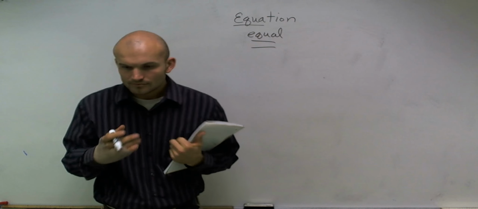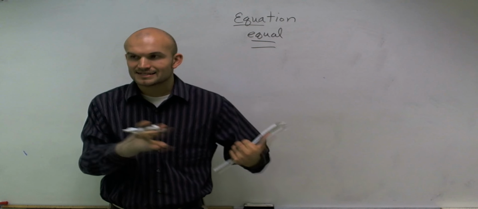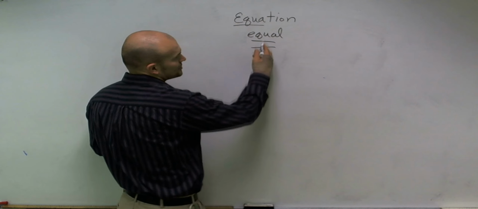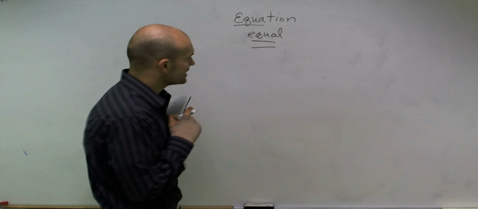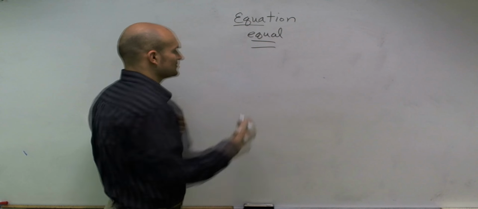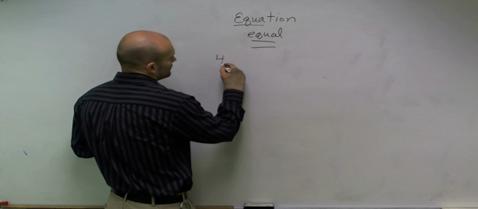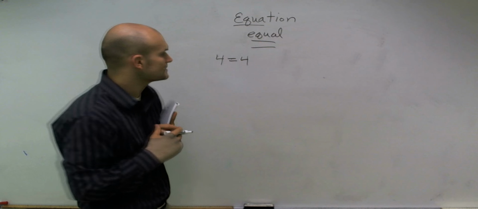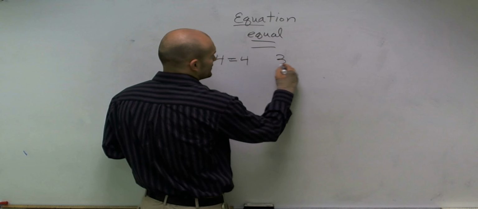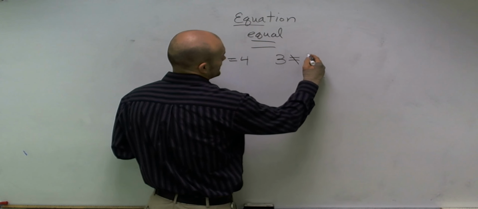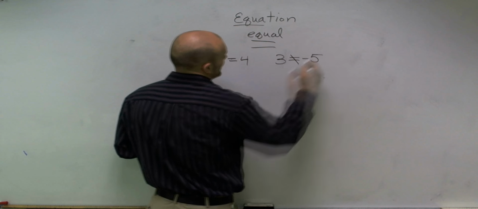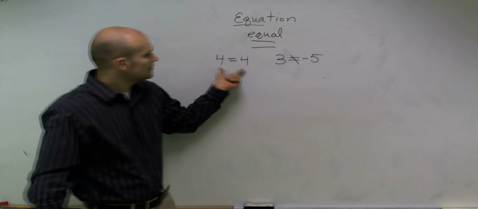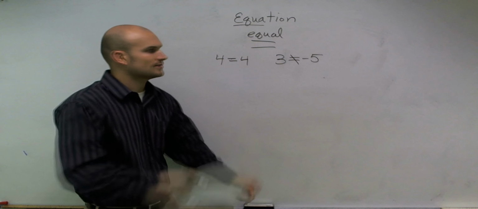And what we have is one side is equal to the other side, and we represent that by these two little parallel lines here. Now, let's look at some basic examples. We know that 4 is equal to 4, right? However, you can say that 3 is not equal to -5. These numbers do not have the same value. These two numbers do have the same value.